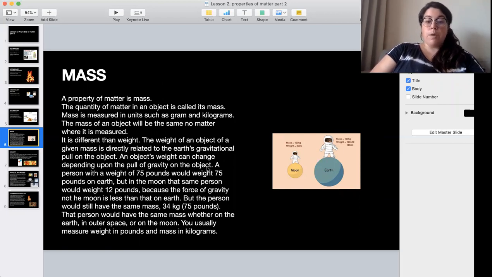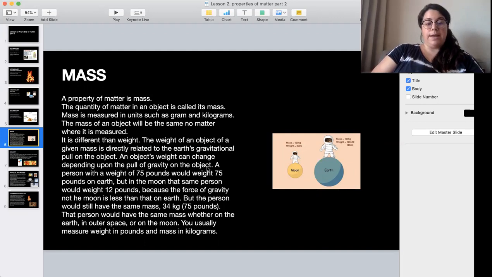The mass of an object will be the same no matter where it's measured. It is different than weight. The weight of an object of a given mass is directly related to the Earth's gravitational pull on the object. An object's weight can change depending upon the pull of gravity on the object. A person with a weight of 70 pounds would weigh 70 pounds on Earth, but on the moon, the same person would weigh 12 pounds.